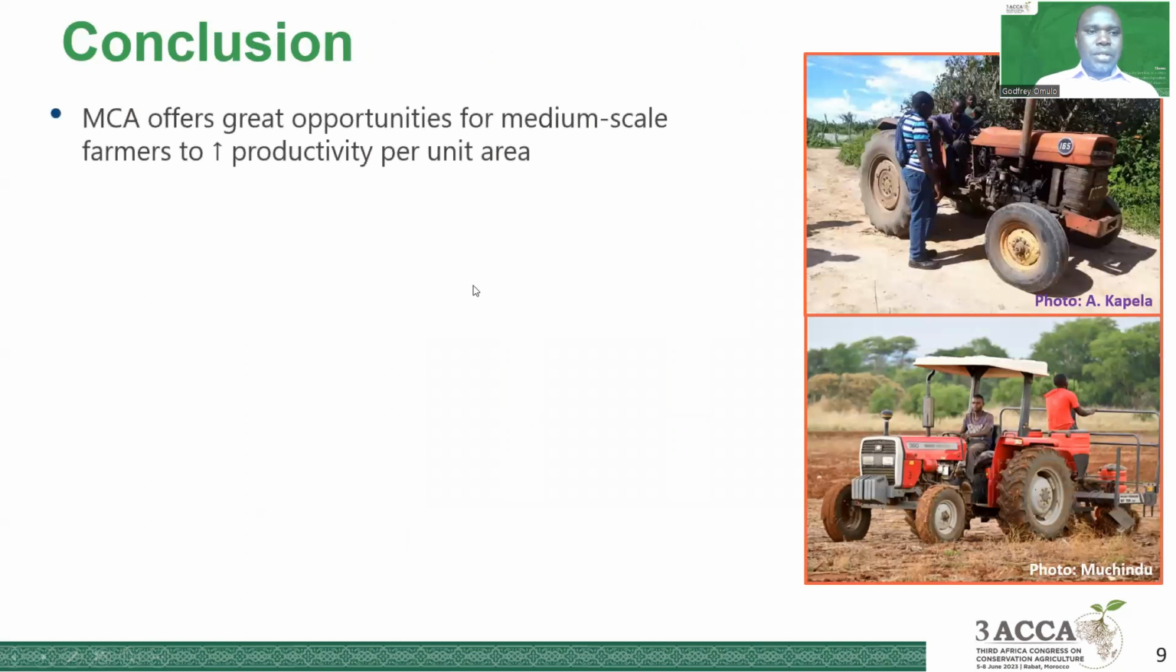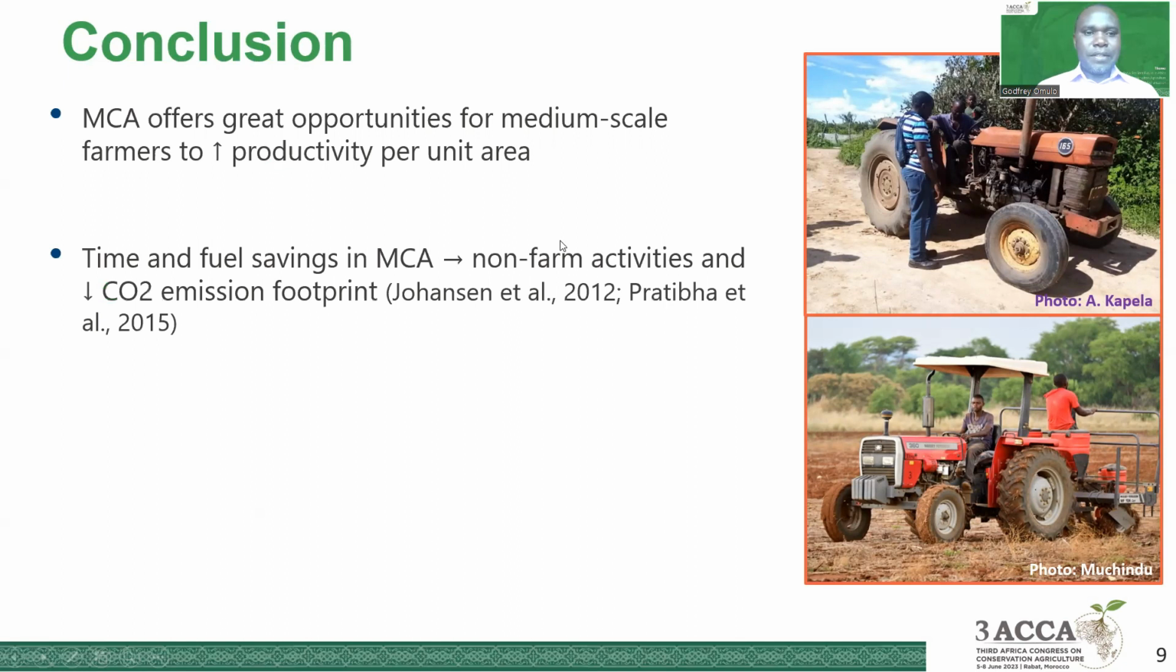Now, in conclusion, our results have shown that mechanized conservation agriculture offers great opportunities for medium-scale farmers to increase their productivity per unit area, and this can also have spillover effects to smallholder farmers. The time and the fuel savings in mechanized conservation agriculture also may enable farmers to do other non-farm activities, and also importantly, contributes to lowering carbon emission footprints.